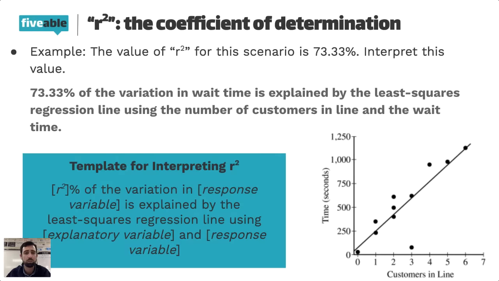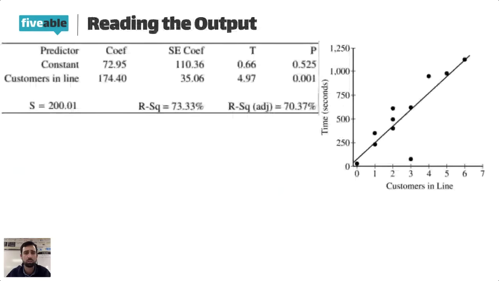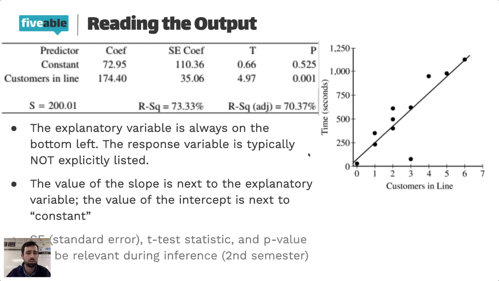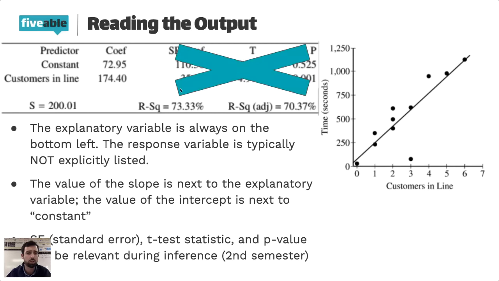Computer output is what we'll cover next. This is going to be common on the AP exam as well as your test. You're going to see a lot of information here. You don't need all of it. All you really need is this part right here. So the explanatory variable is always on the bottom left. The response variable is typically not listed. So here, our explanatory variable is customers in line, and we can kind of see that right there.